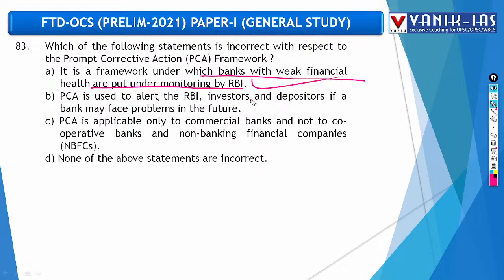Yes, this is right. This is correct. PCA is applicable only to commercial banks and not to the cooperative banks. This is wrong. None of the above is correct. So C is the answer. That is incorrect. The question is what is incorrect. So C is the answer.